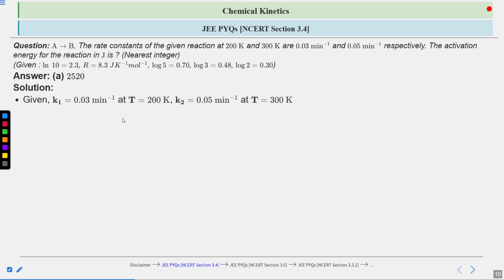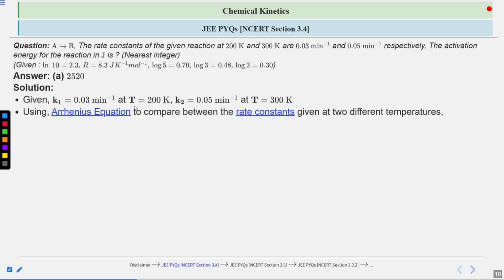What are the given quantities? So first of all, K1 is given, that is the first rate constant value, 0.03 minute inverse at the temperature 200 Kelvin. K2, the rate constant 2, is equal to 0.05 minute inverse at the temperature 300 Kelvin.